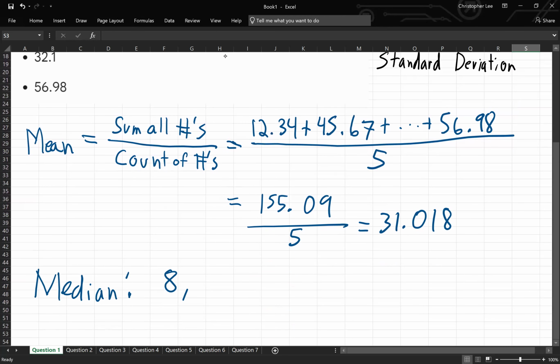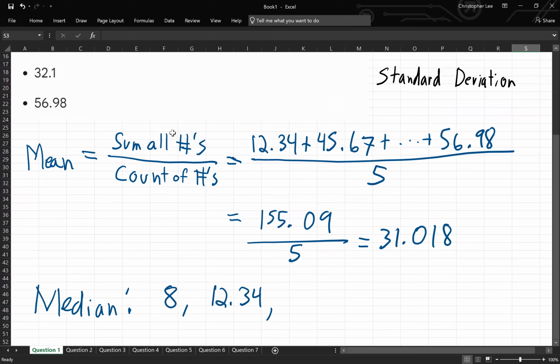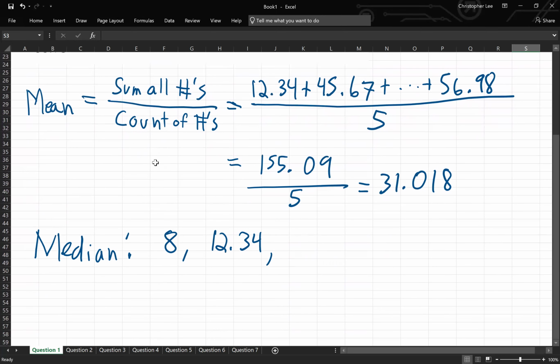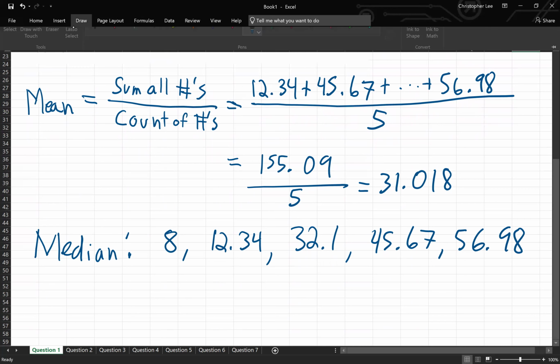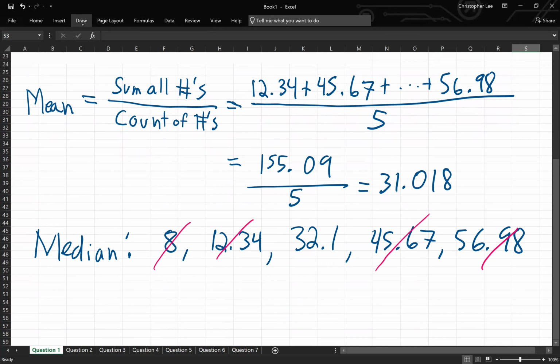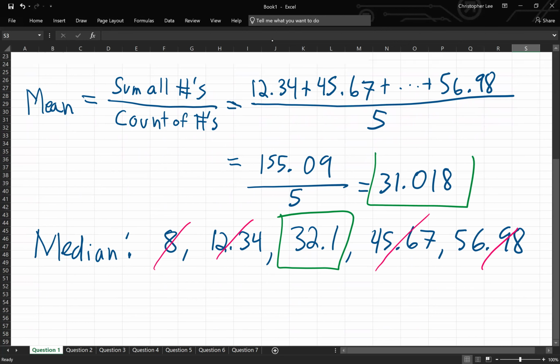12.34. Then 32.1, then 45.67, and then 56.98. And then we want to cross out the ends, bop, bop, bop, bop. Very good. So we got the median, 32.1.